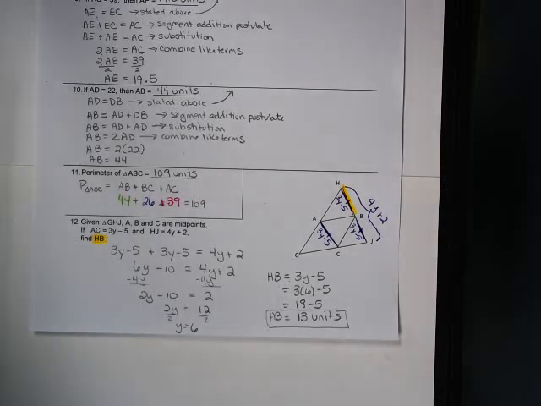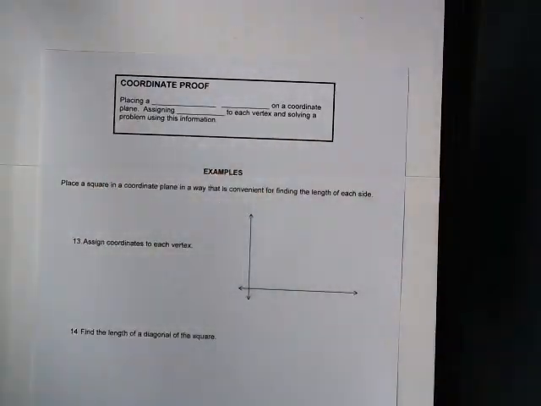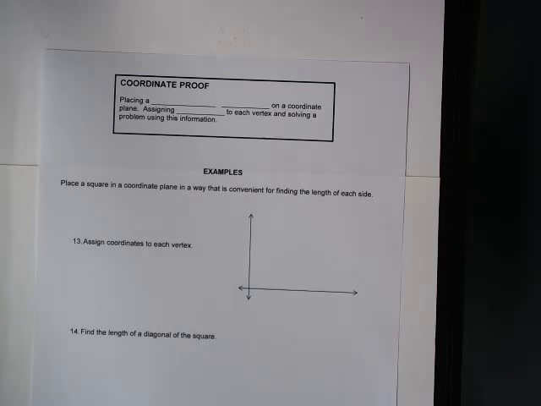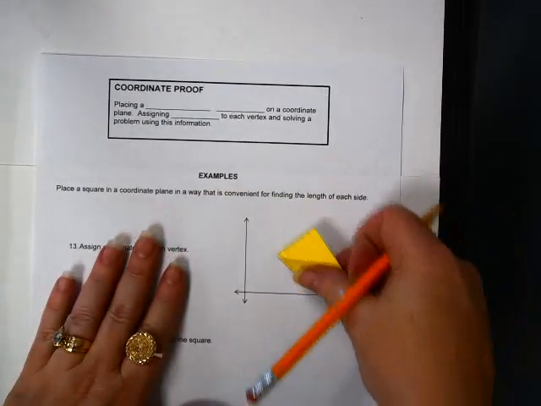Okay, almost done. Now we're going to our next learning objective, which is coordinate proof. Now on the coordinate proofs, you are supposed to cut out that little square in the back and make sure you color it. Okay, here's mine, and there's the square. That's what we're going to be using in a minute.